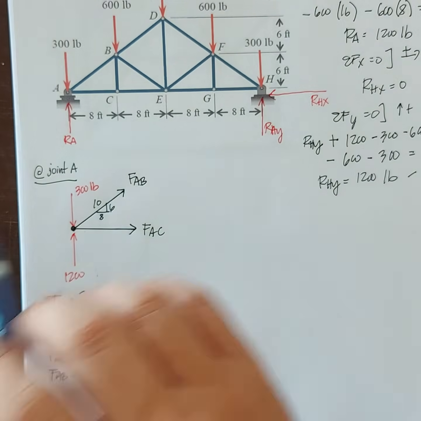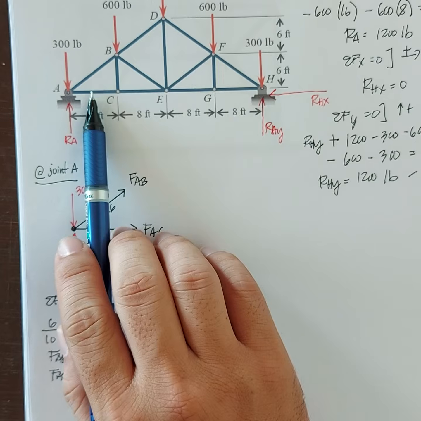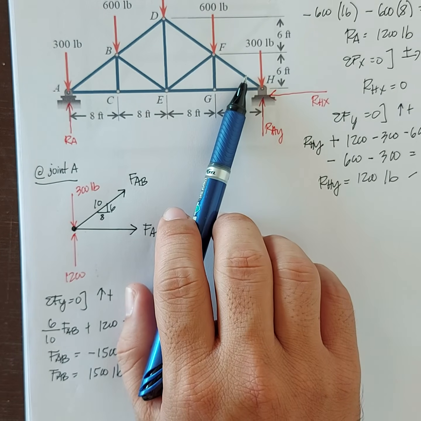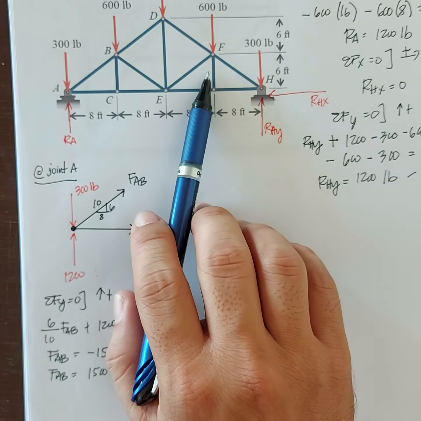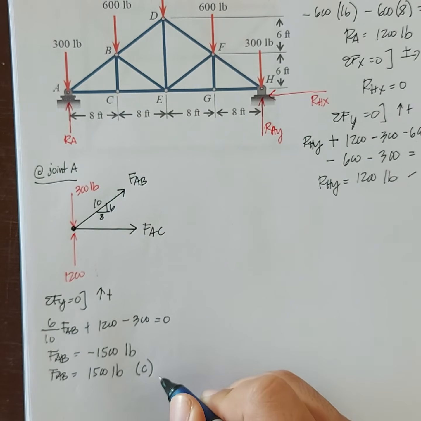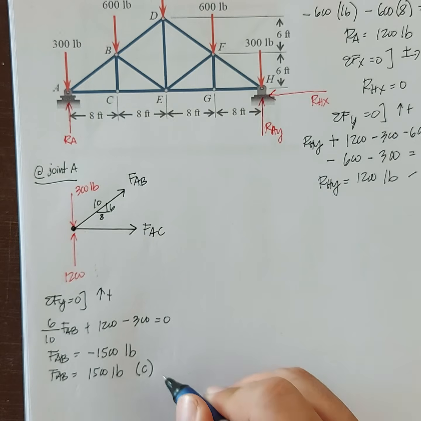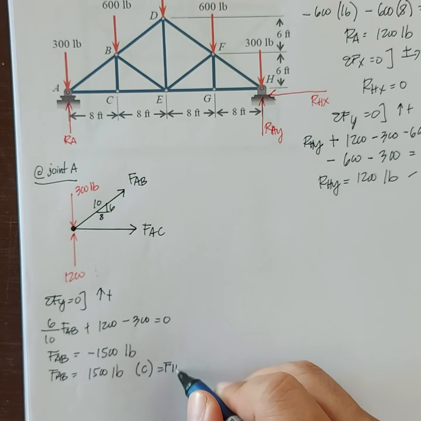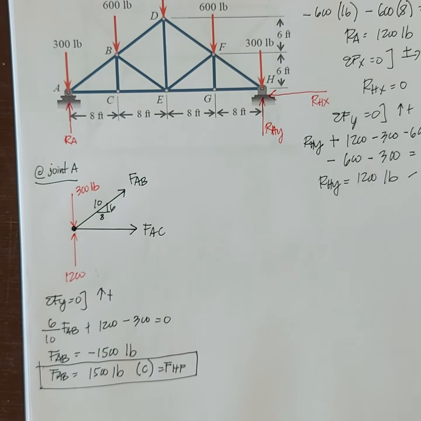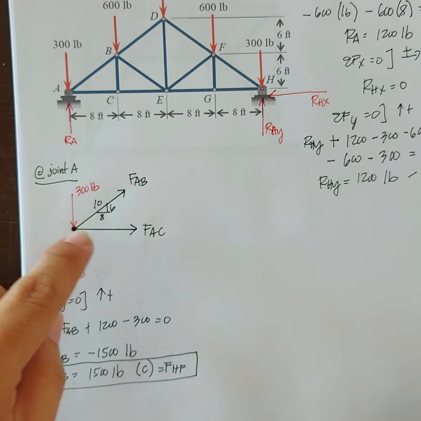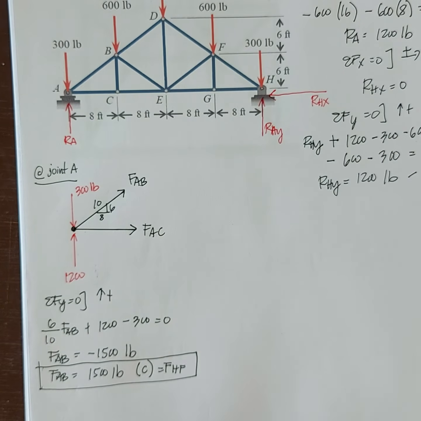So FAB is the same as FH, or FHF. By law of symmetry, it is also equal to FHF. Okay, so we have solved two bar forces. Next, we can solve for FAC by summating forces along the horizontal direction.